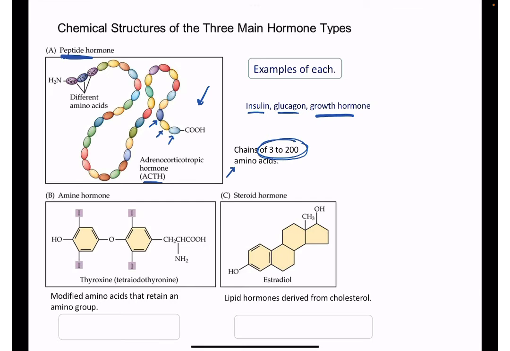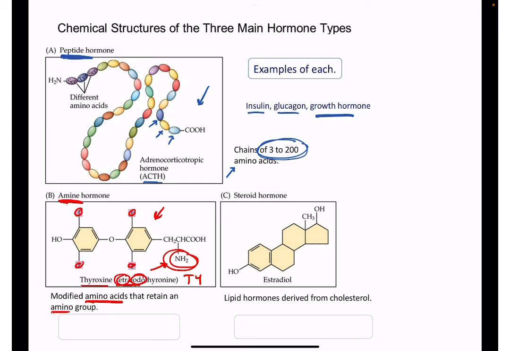The second chemical classification of hormones are amine hormones. And these hormones are modified amino acids that retain an amino group. And this is the amino group down there. So it's a modified amino acid and it retains an amino group on it. And the example they're giving here is thyroxine, which is T4. It's the T4 version of thyroid hormone, also called tetraiodothyronine. Tetra meaning 4, iodo meaning iodines. And as you can see, there are 4 iodine molecules on this T4 molecule.